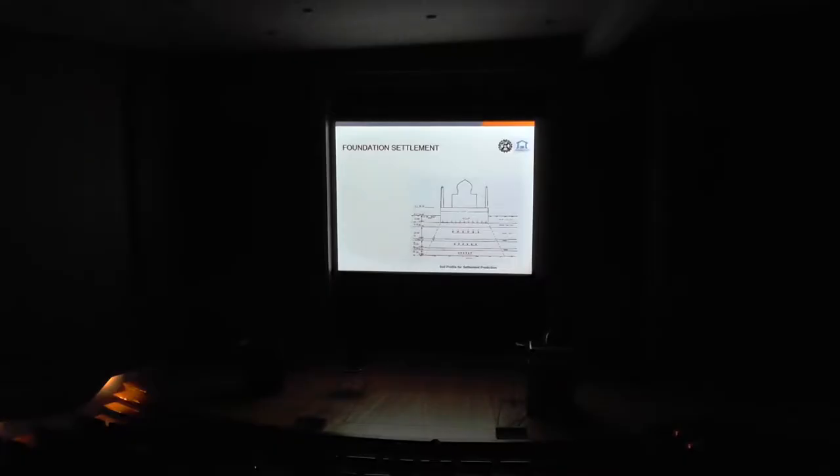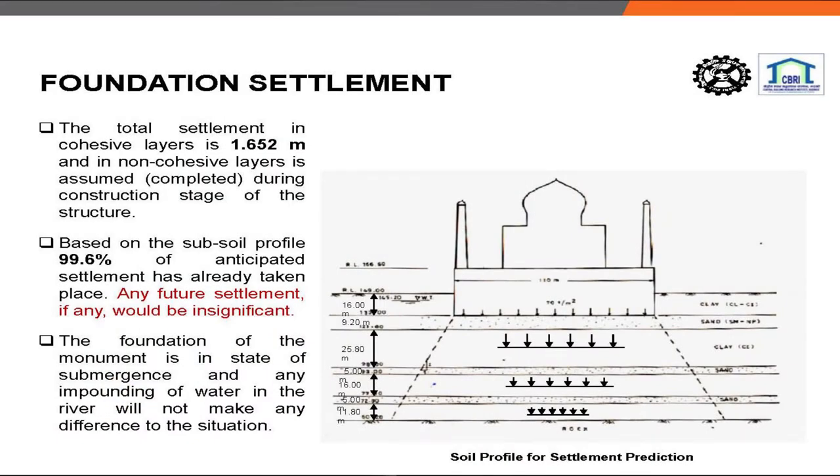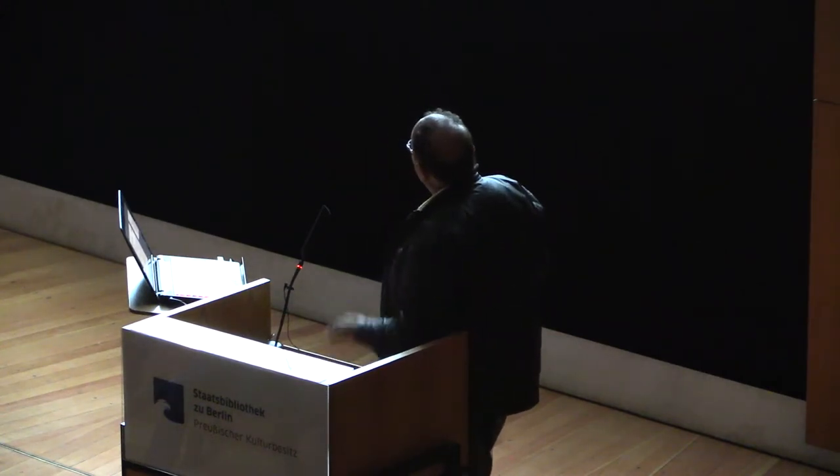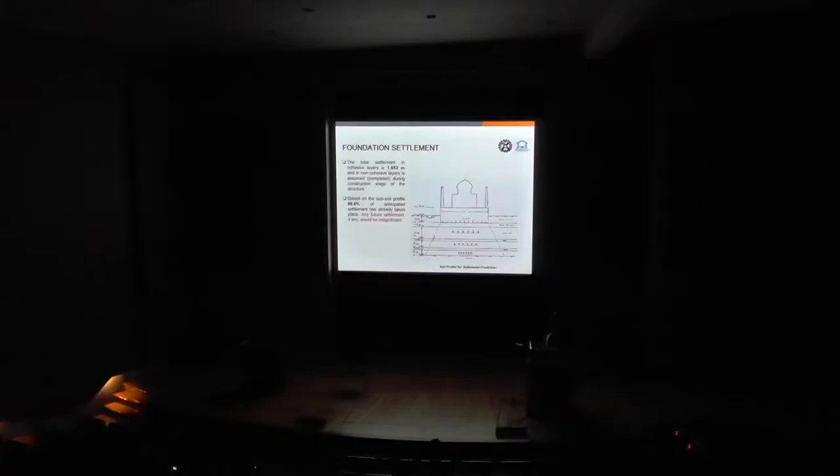Please remember that what we are trying to do is to know whether there is any further danger to the Taj from settlement. My colleagues calculated, you know, there is a sandwich of clay and sand layers below the Taj. They used their mathematical tools to calculate the total settlement of the cohesive layers. That clay will settle around 1.652 meters, and in non-cohesive layers, because sand is already compressed, no settlement is possible. Based on today's calculation, we feel 99.6% of the settlement has already taken place, because so much time has gone, and any future settlement would be insignificant. That is our geotechnical finding.